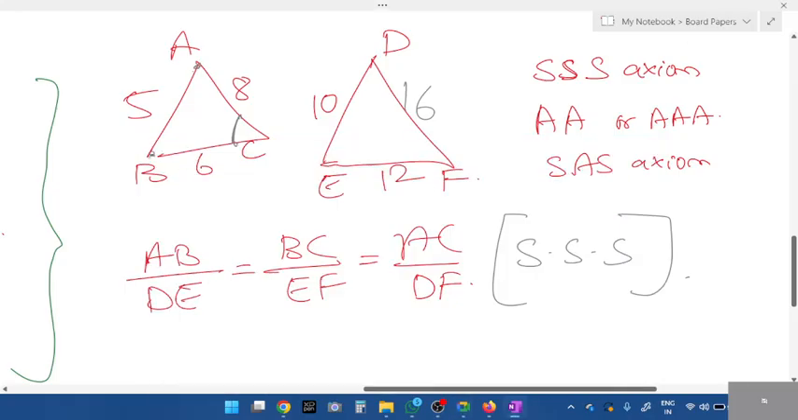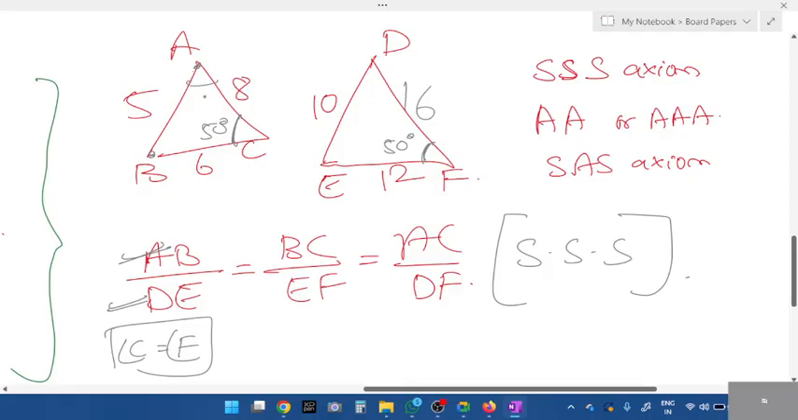What angle is opposite to AB? Angle C. If this is 50-degree, look at AB. You have to take DE. What angle is opposite to DE? Angle F. So both the angles will be equal. Is this clear, students? Did you understand? Angles will be same. Angle C is equal to angle F. Okay, tell me the next pair.